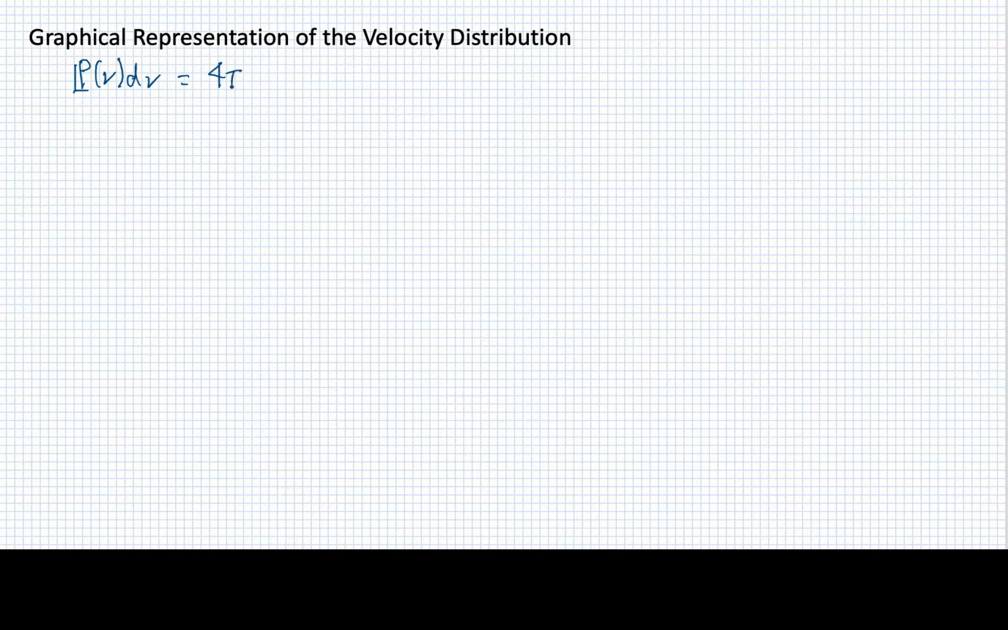We've got a factor of 4 pi out front. We've got a factor that's due to the normalization constant that looks something like this, (m over 2 pi kB T) raised to the 3 halves. We've got a v squared. We've got e to the minus m v squared over 2 kB T dv. So this is what our probability distribution looks like.